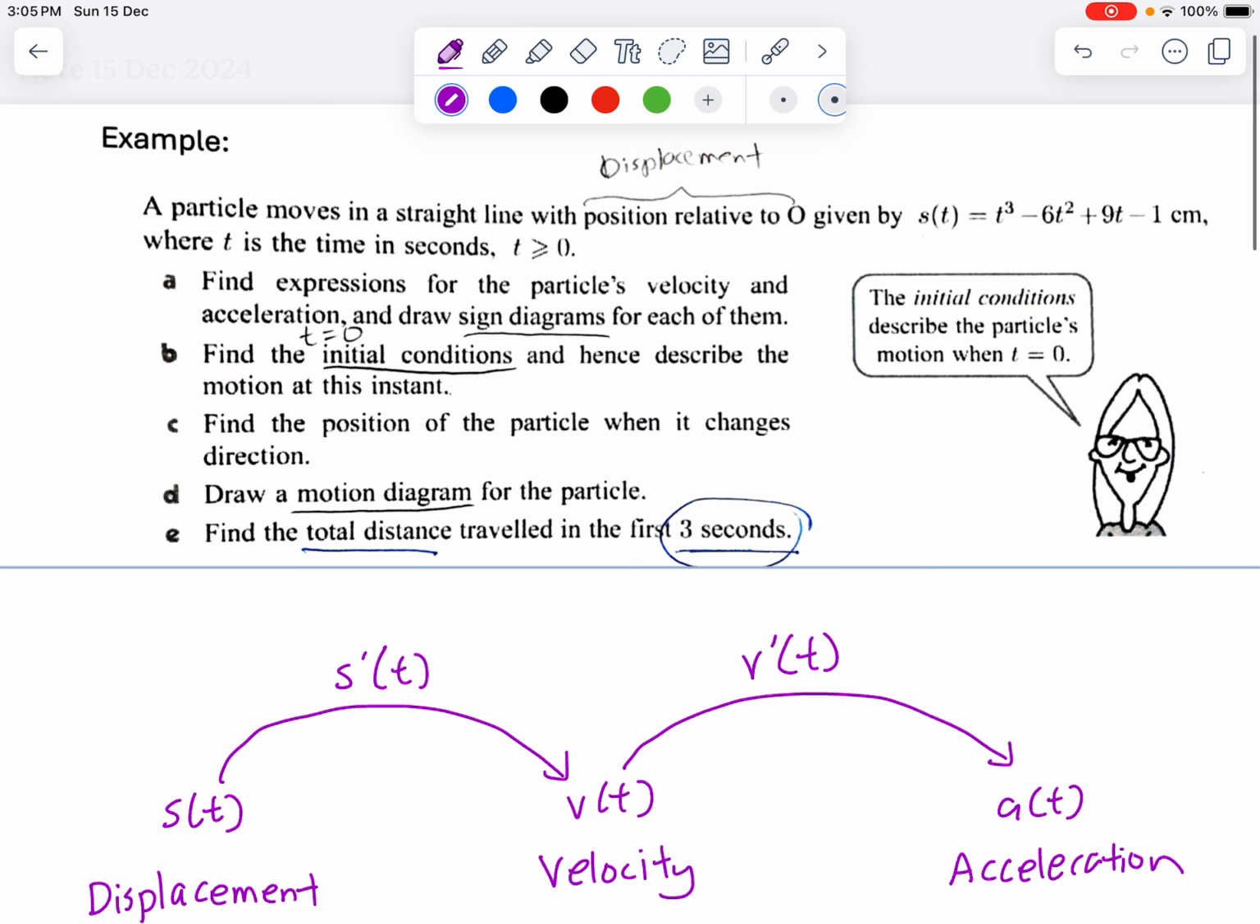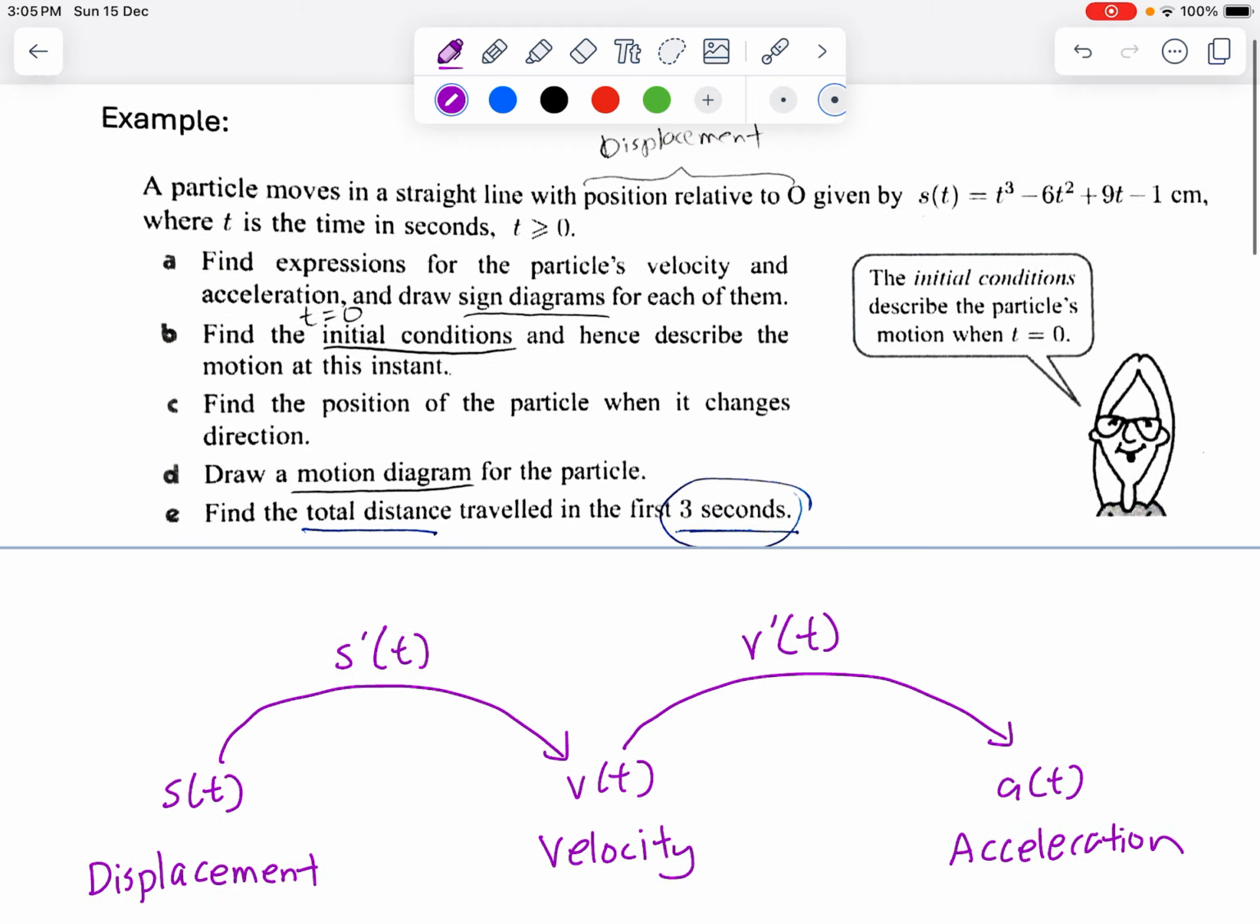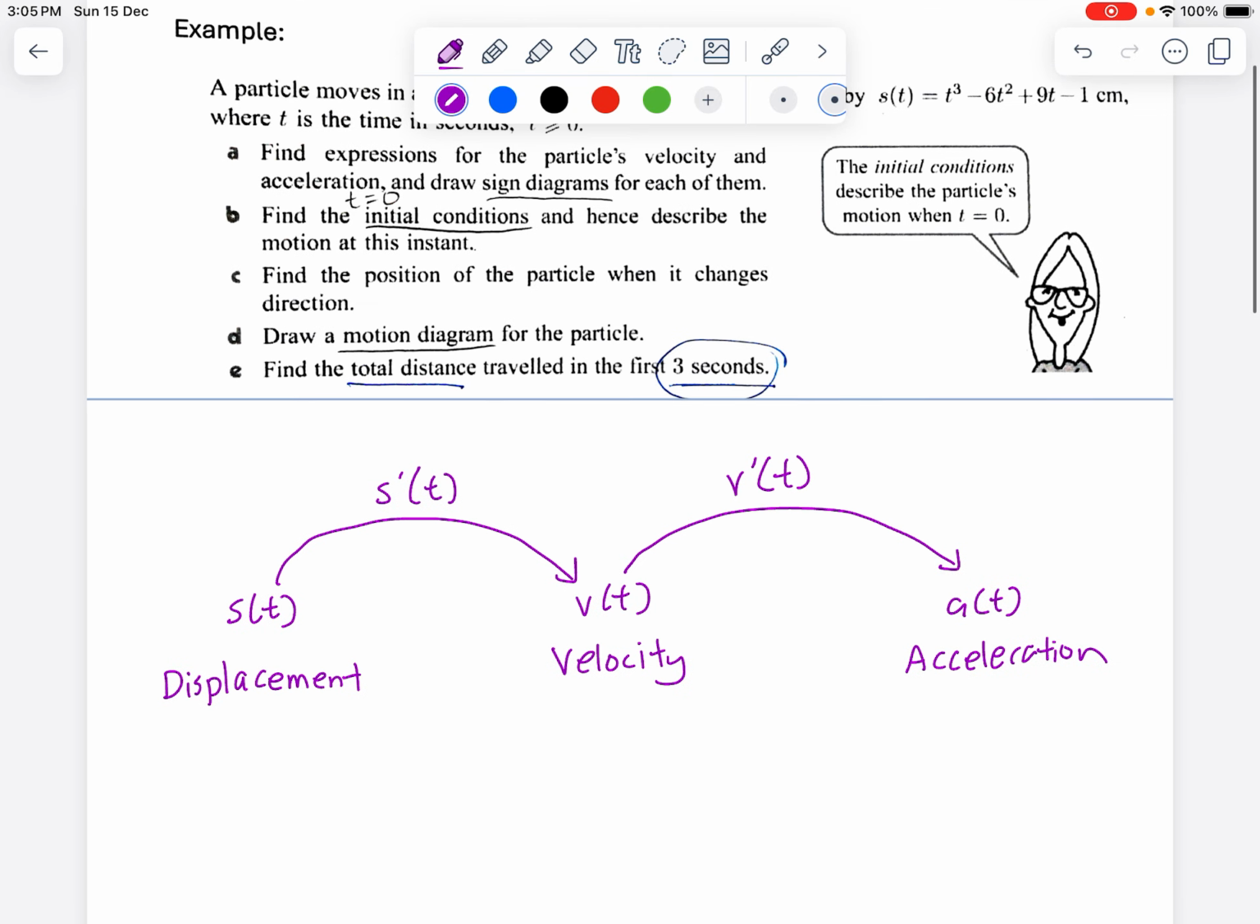A particle moves in a straight line with position relative to O given by s of t equals t cubed minus 6t squared plus 9t minus 1 cm, where t is the time in seconds. Note that t has to be greater than or equal to 0. Part A: find expressions for the particle's velocity and acceleration and draw sign diagrams for each of them. So basically we want to find v of t and a of t.